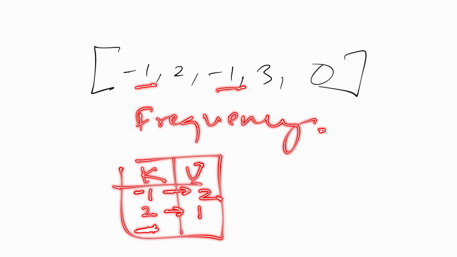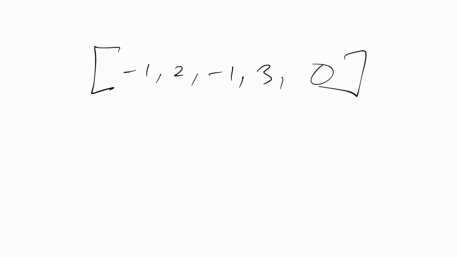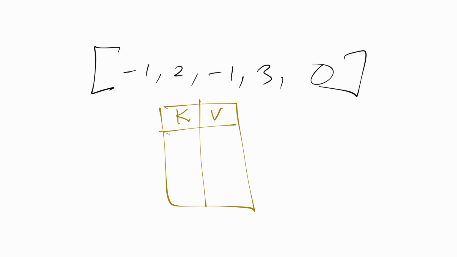Again -1: no, we are not going to consider it because the count is already 2. 3, yes, the answer is 1, but I will not take it. And 0 is also non-repeating, but I will be returning the first one. The moment the count is 1, I will return. So let me draw the table, having keys and values.